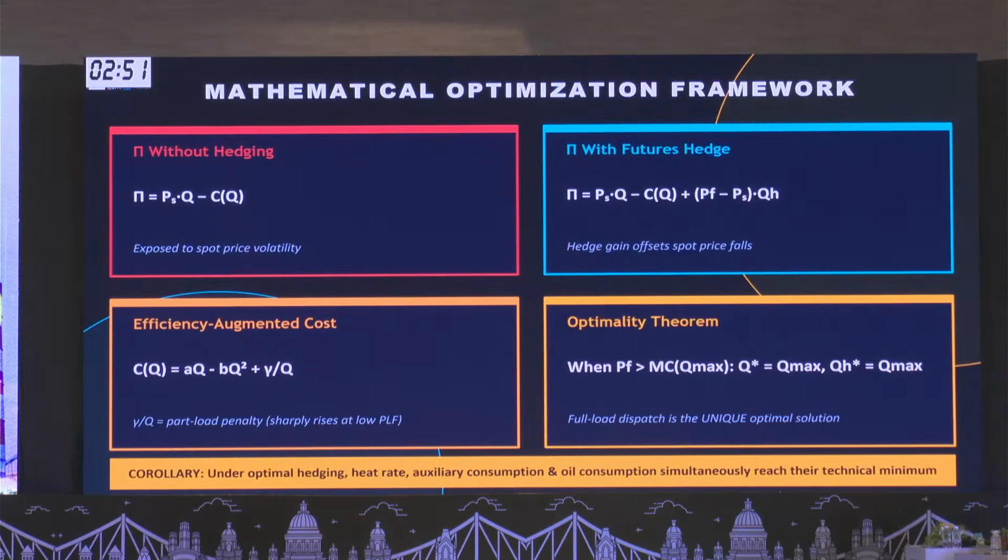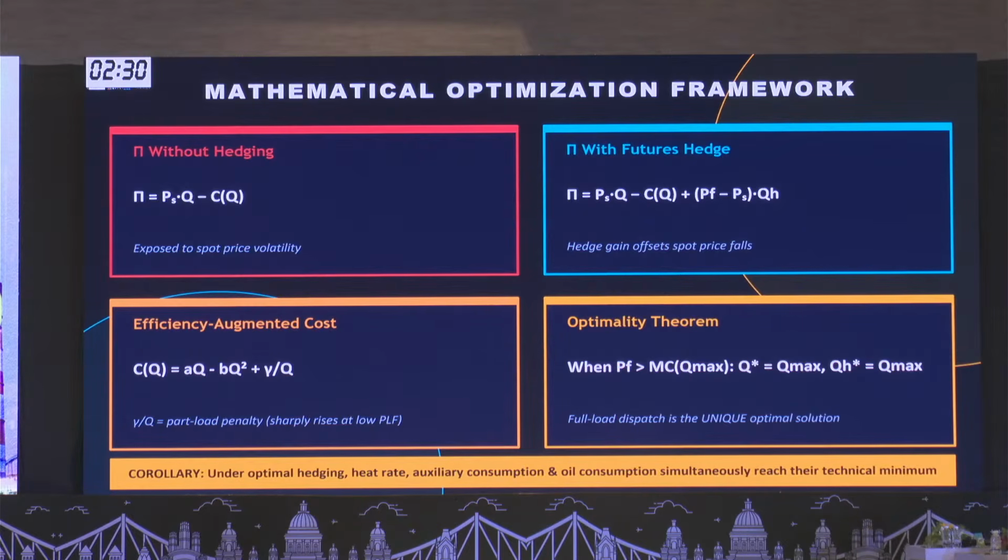Now let's come to the mathematical part of it. Without a hedge position, the economic profit π comes around P_S, that is spot price, times quantity, minus the cost of generation. And with futures, we can get additional profit, that is the futures price P_F minus P_S, the spot price, times the hedged quantity.